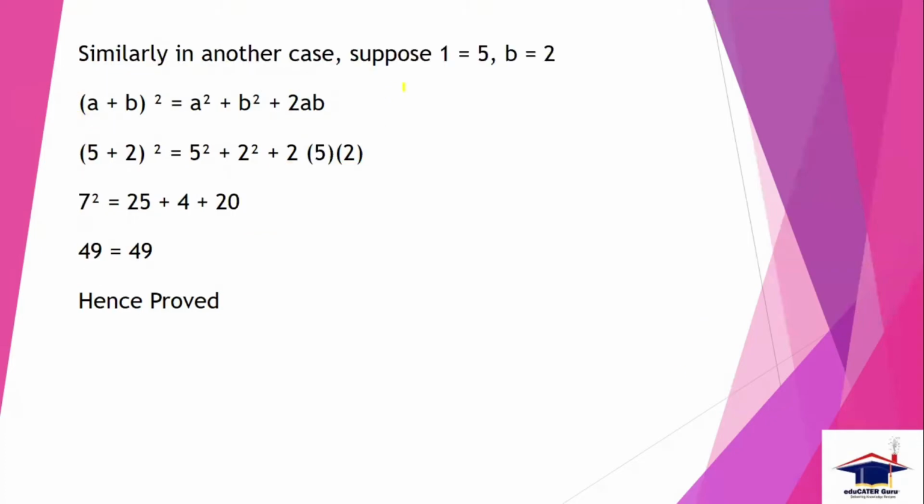Here is another case. For example, a equals 5 and b equals 2. In the place of a, you have to put 5. In the place of b, you have to put 2. So that is 7 squared equals 25 plus 4 plus 20. So 25 plus 4 plus 20 is 49. 7 sevens are 49. Hence, it is proved that this identity is true.